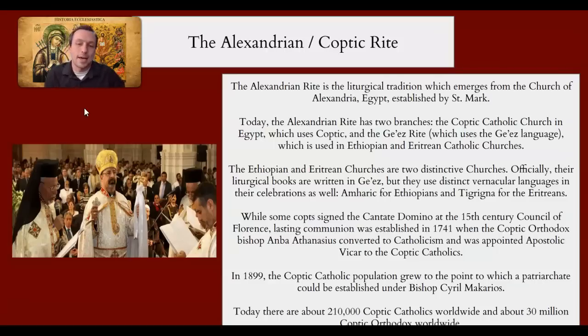In 1899, the Coptic Catholic population grew to the point in which a patriarchate could be established under Bishop Cyril Makarios. Today, there are about 210,000 Coptic Catholics worldwide, and there are about 30 million Coptic Orthodox worldwide.